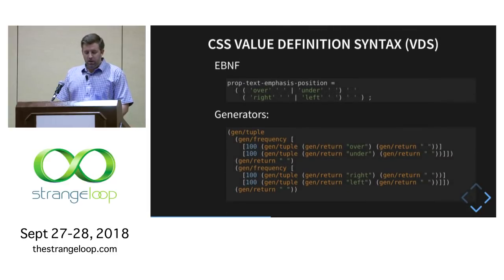Then we take the EBNF grammar and translate it into Clojure test.check generator functions. And so here's an example of that. Just a note here, that frequency generator is a test.check built-in. What it does is select between other generator functions based on weight values. You can see that 100 is the default value here. And so it's going to make an even 50% chance choice between the over-under and left-right pairs.